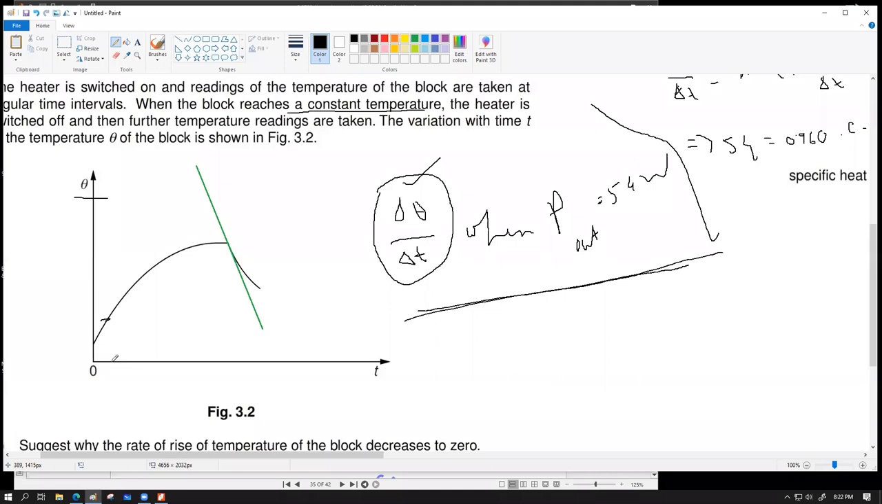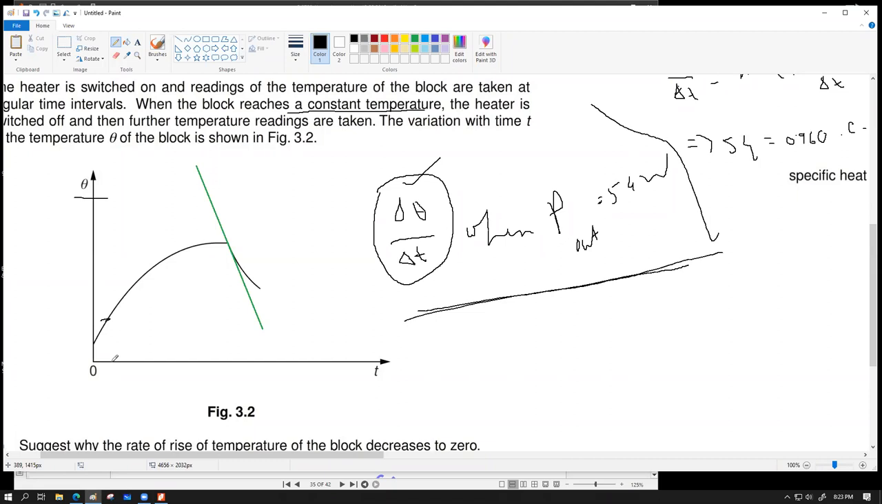Yes, it's an approximation. That's why I use the term that for practical purposes we can consider the heat loss to be zero, but theoretically, or realistically, it's not actually zero. Heat loss does happen, but that amount can be considered to be zero when the temperature difference is really small. Okay, sir. Thank you.